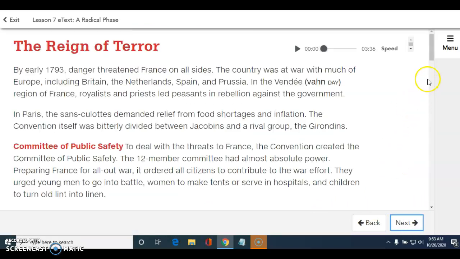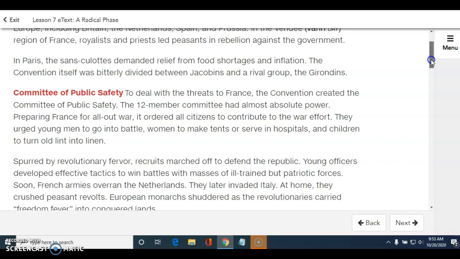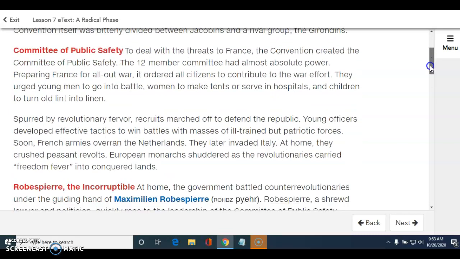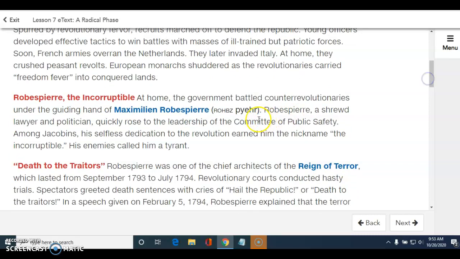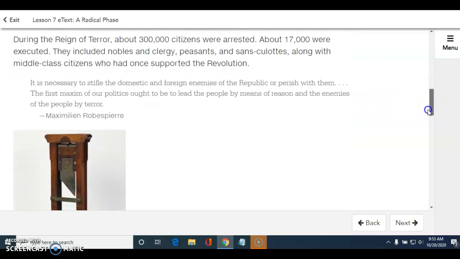I want you to finish the third section today. This is the Reign of Terror. We talked a bit about this. The Committee of Public Safety is basically the group of people that set about with the executions. So it's kind of an ironic term. It was very unsafe for people who were arrested and put to death, but the idea was to protect the revolution. We talked about Robespierre and the Reign of Terror. And so you need to read these and do these vocabulary terms.